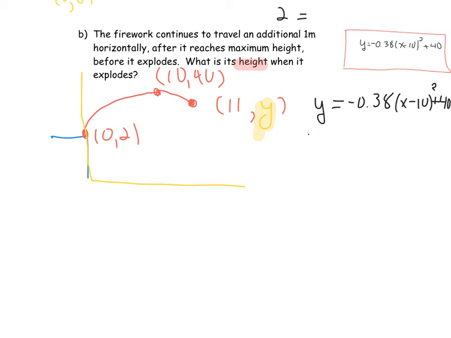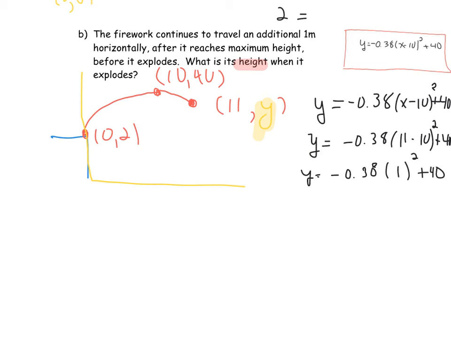Now substituting in my known value for x, I want to know when x is 11, what is my value for y? All right. I'm not making really great use of my space here. So let's work through that, and if you want to pause the video, try it, and then go ahead and resume when you're ready. 10 minus 11 is going to give me 1 squared plus 40.